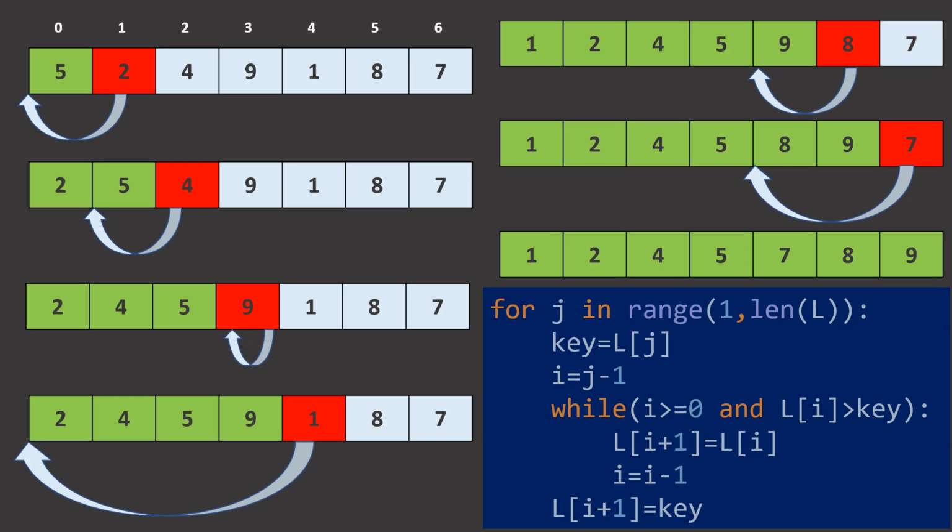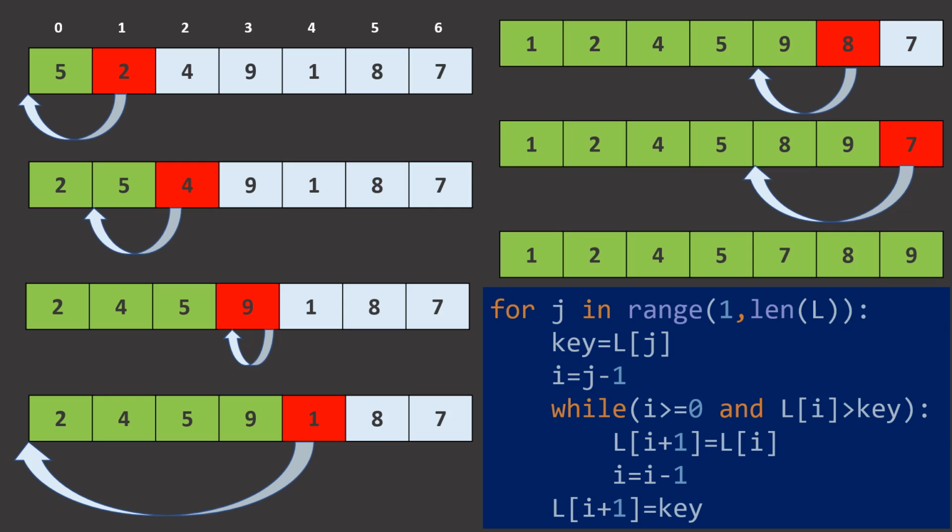That means the elements starting from key till the end of the list are unsorted, and those just present before the key element are all sorted. So key will be compared with its previous element. L of i plus 1 is equal to L of i. That means if the value is bigger than key, it has to shift one position towards the right. So that is done through this code: L of i plus 1 is equal to L of i. Now i becomes i minus 1.